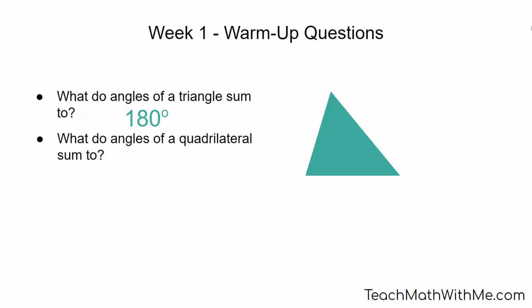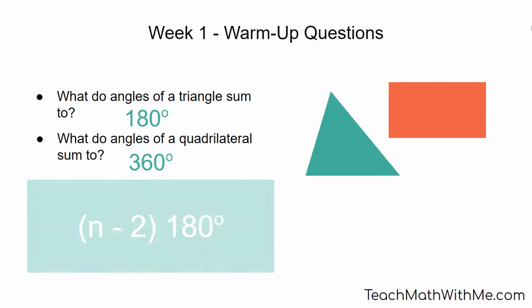What about a quadrilateral? What do the angles of a quadrilateral sum to? And again, think about a quadrilateral. That's a four-sided figure, which means it has four angles as well. So let's sum up those four angles of a quadrilateral, and what do you get? 360. So these two things, these measures of these internal angles, you need to keep in mind.